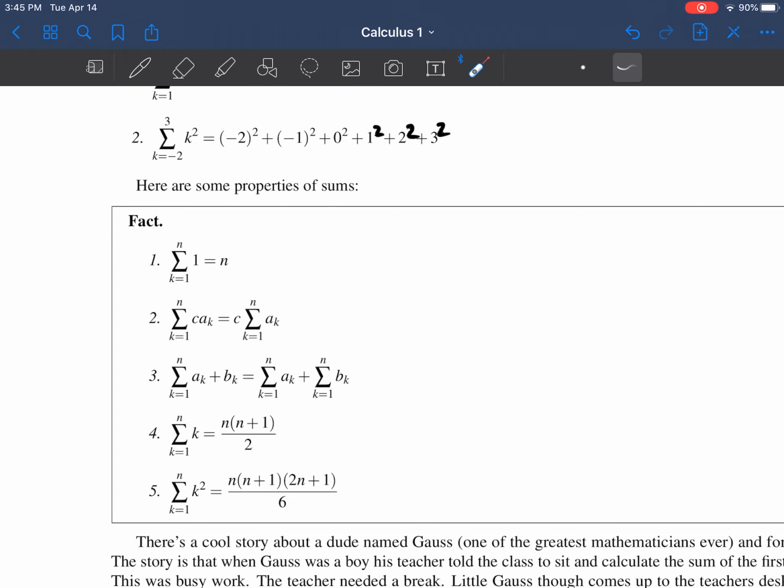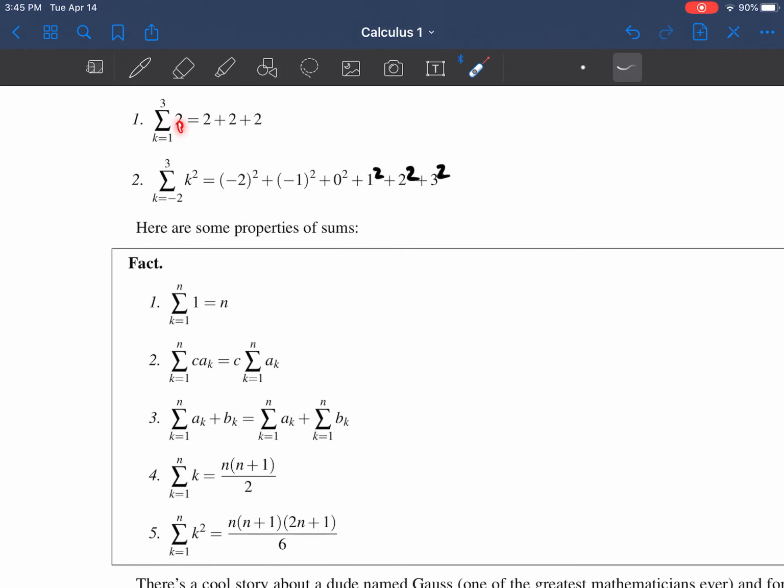Now these have some nice properties. For example, up here, we added the number 2 three times, and that gave us 6. So essentially, if you're adding up the number 1 and you're writing it like this, you're adding up the number 1 n times because you're going from 1 to n. That gives you n. So 1 plus 1 plus 1, n times, gives me n.